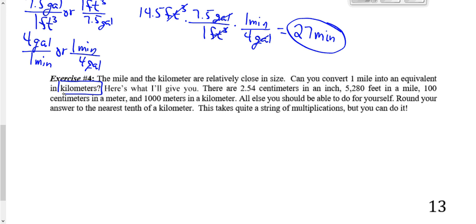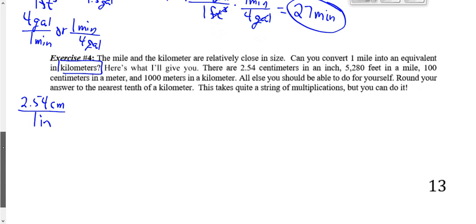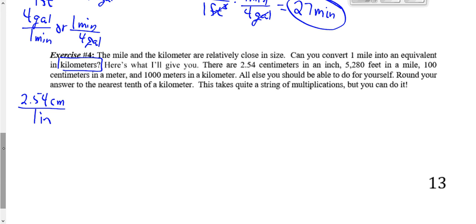So we're going to start with 1 mile, but let's look at what we have here. There's 2.54 centimeters per inch, right? I'll just write these down. I'm not going to bother flipping it, right? We already know we can write it either way. What's another ratio they give us? 5,280 feet in 1 mile.